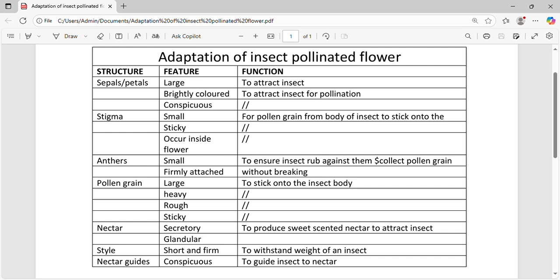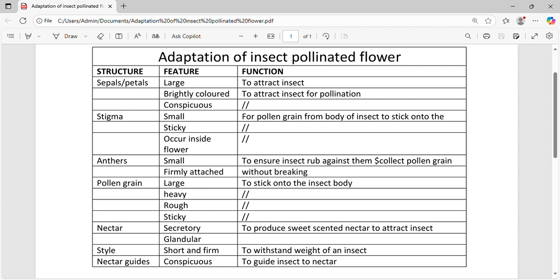So welcome again to our biology revision. We are going to revise essays. The first essay we're going to revise is the adaptation of insect pollinated flowers. How are insect pollinated flowers adapted to their function?